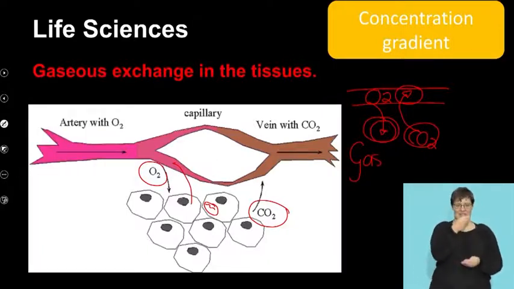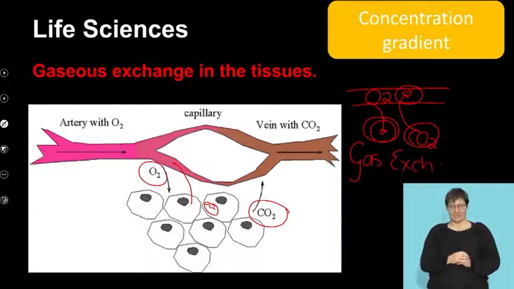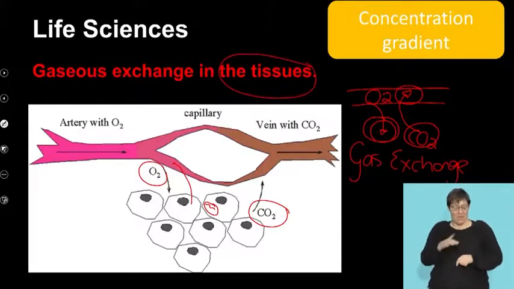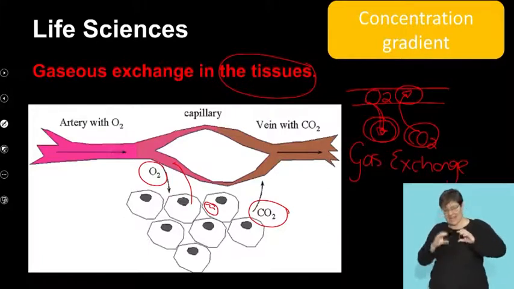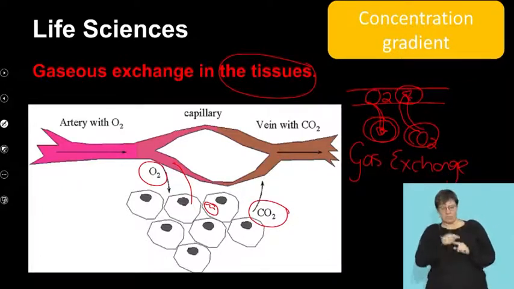Gas exchange. Right, where have we done gas exchange now? At cell level, in the tissues. So the oxygen came to the cells, moved from a high to a low in the cells. The cells had undergone cellular respiration, and their carbon dioxide went from a high to a low.